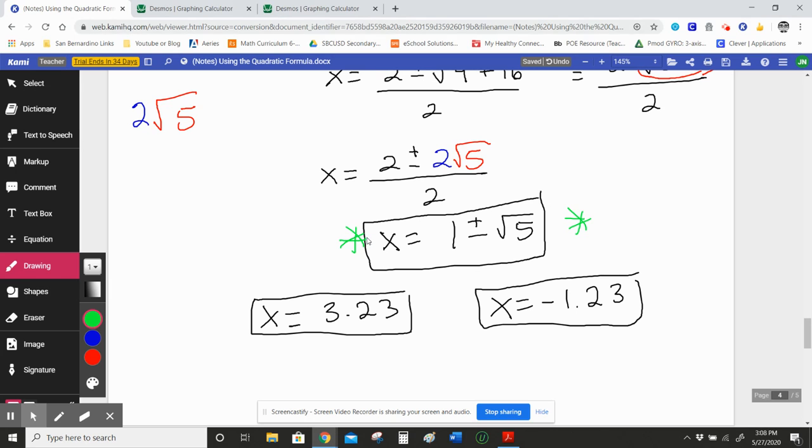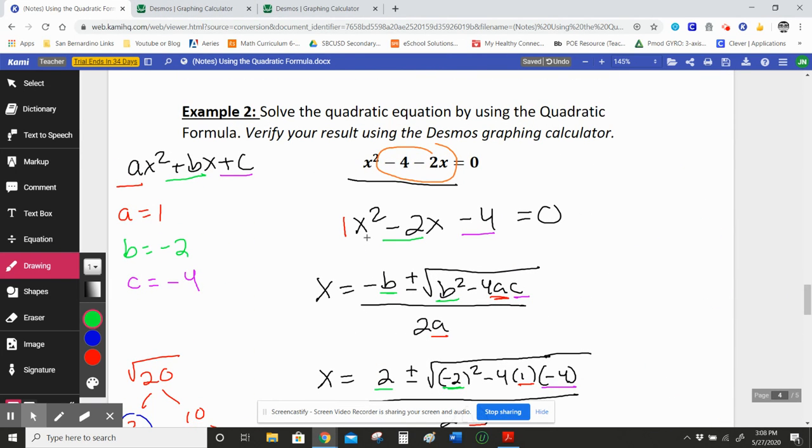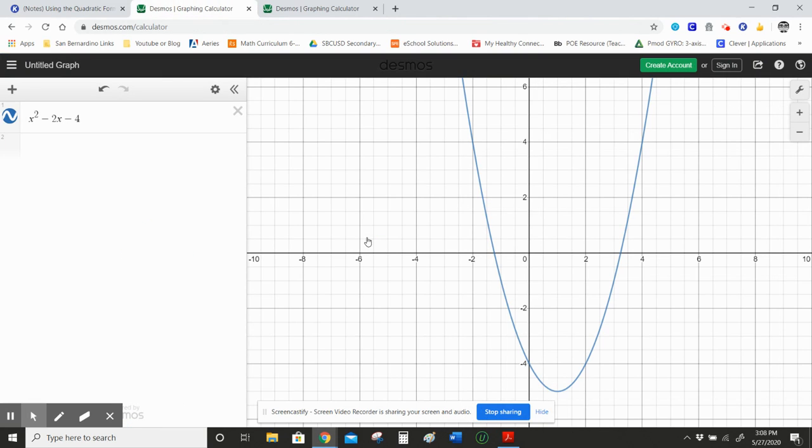as in the decimals. So when I plug it in to Desmos and I graph this, x squared minus 2x minus 4. So x squared minus 2x minus 4. It gives me this graph, so it's a parabola going upwards. There are two roots, right? Two x-intercepts. So this is my first root, my first solution. This is my second solution.